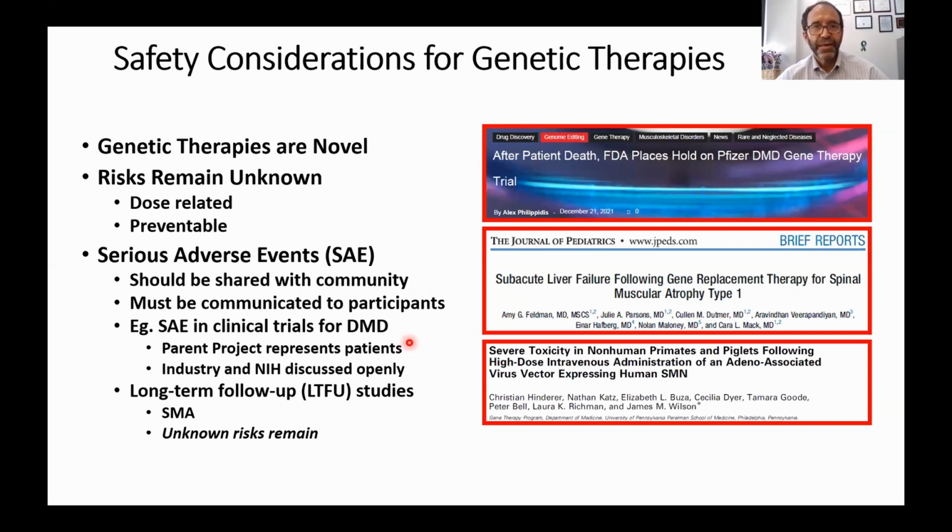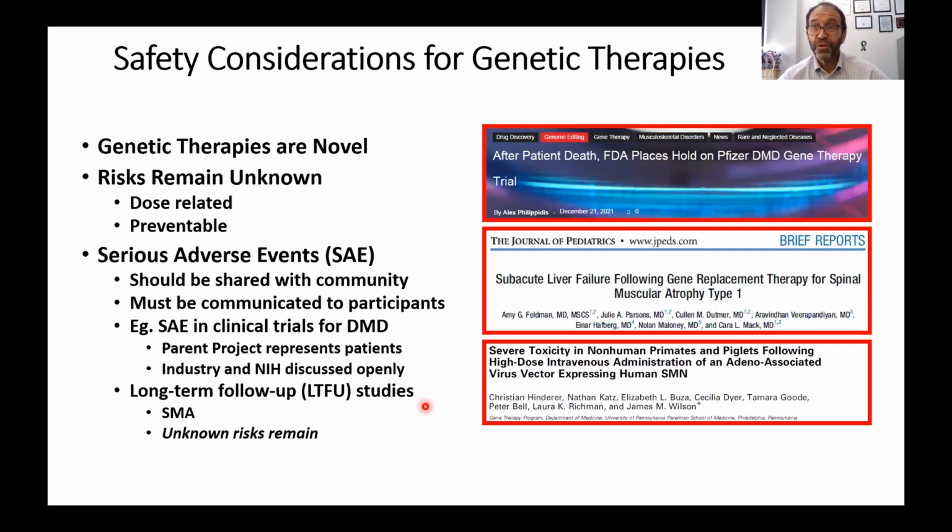Now, a good example of that is in the field of gene therapy for Duchenne muscular dystrophy, including this patient death that was mentioned from the Pfizer clinical trial. There was a meeting convened by a patient group called the Parent Project, along with industry and NIH, where these SAEs were discussed openly. There was sharing between the industry sponsors and with NIH, and that was a really important effort, and that should be replicated, I'd say, for gene therapy generally.